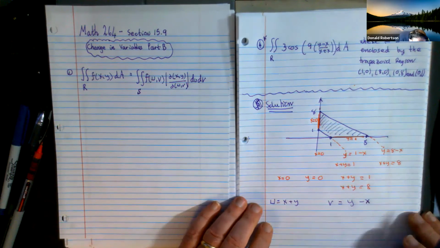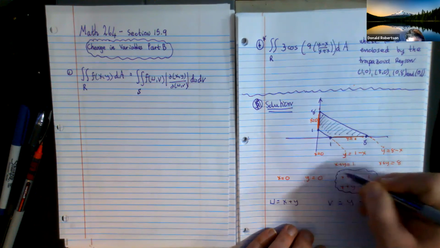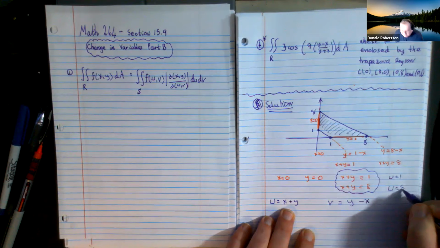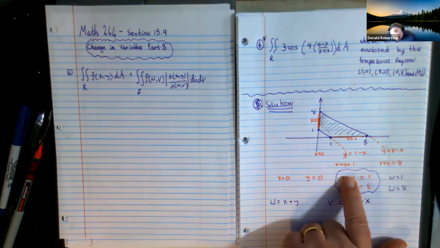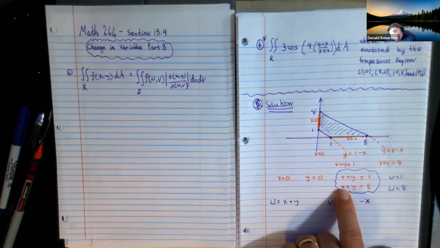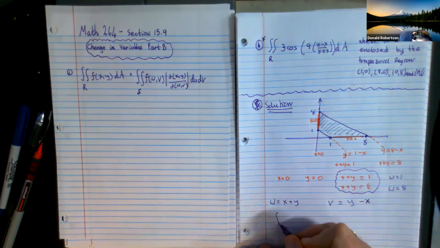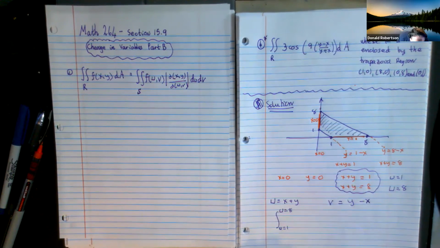Well, let's take the easy part. Wouldn't you agree that this basically tells us U goes from 1 and ends up at 8? You happy about x add y is 1 and x add y is 8 is U equals 1 to U equals 8? So that means I can do a U equals 1 to U equals 8 guy.